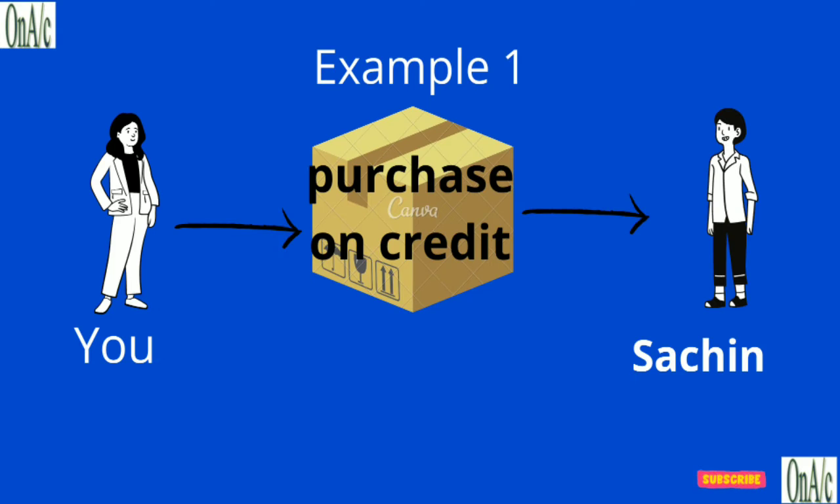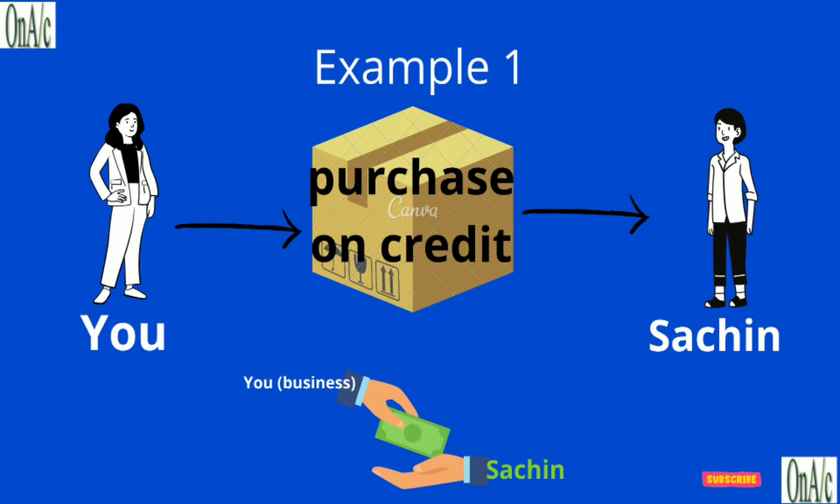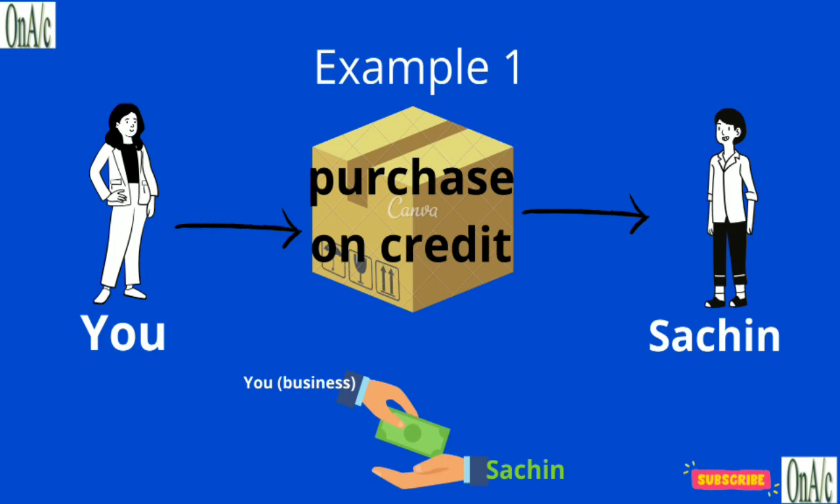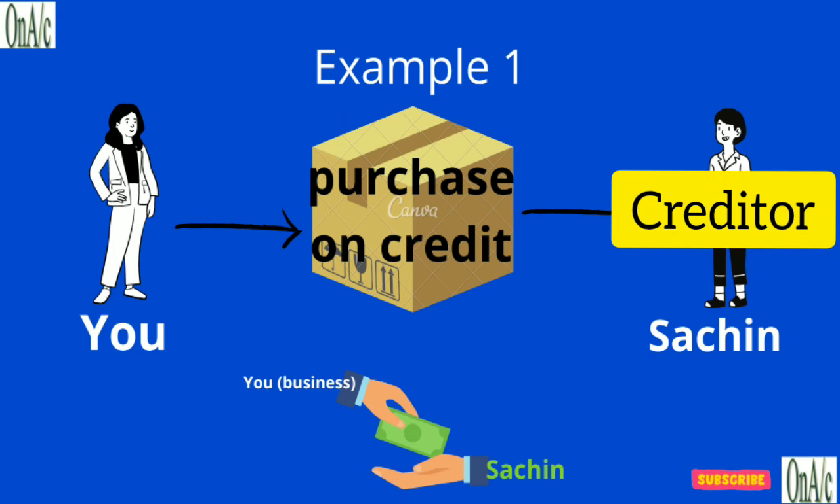Let's take an example. In this example, you purchase goods on credit from Sachin. Hence, you owe money to Sachin. So, who is he? Look at the similar situation. By now you know Sachin is your creditor, whom you have to pay.